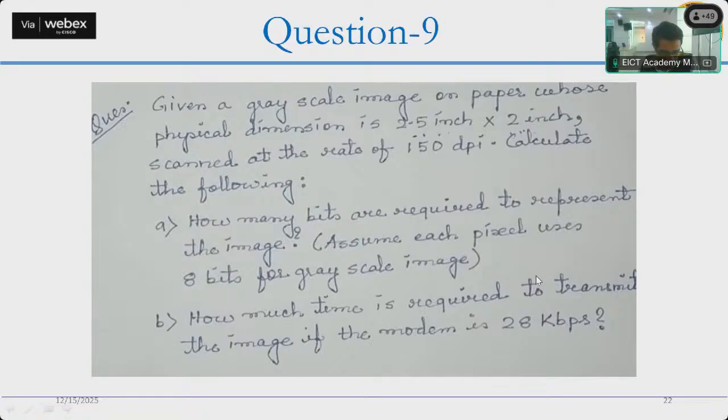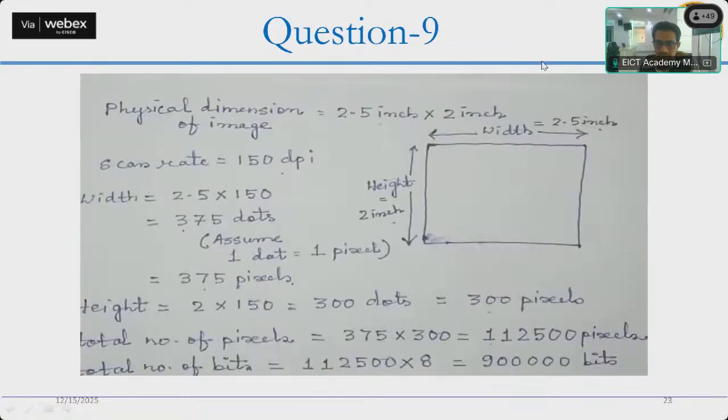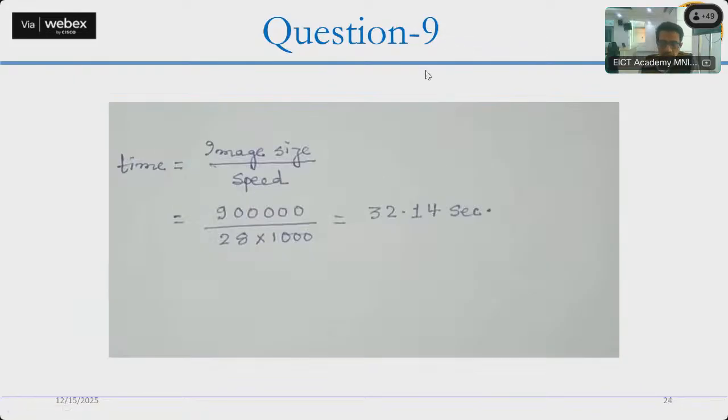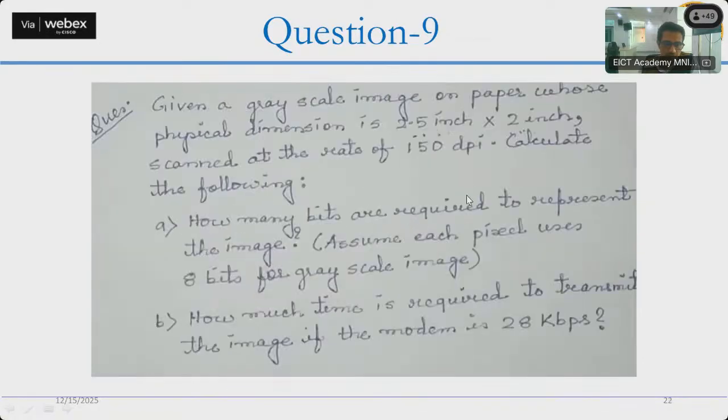Welcome back. Here is another problem: given a grayscale image on paper, there is a dimension. What is given? 2.5 inches is the width, and the height is also given. This is scanned at the given rate. Calculate the following: how many bits are required to represent the image?